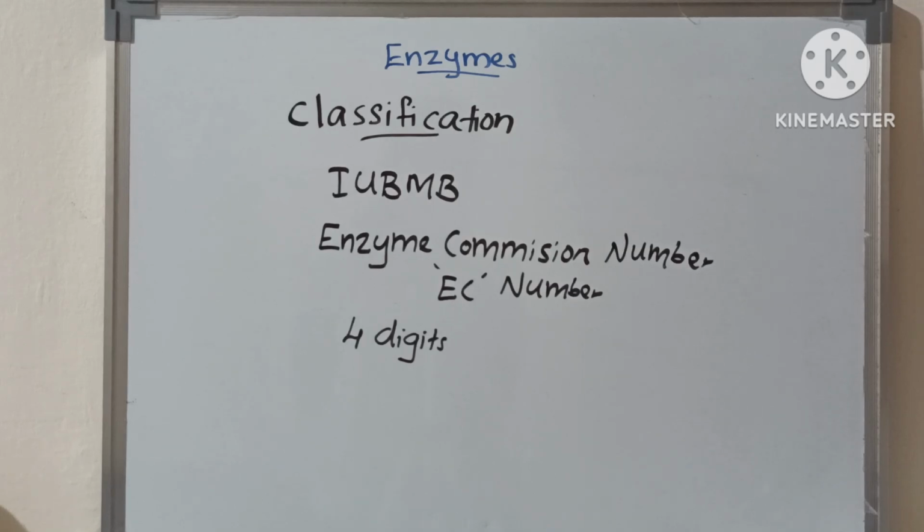Coming to the classification of enzymes, enzymes are classified by the International Union of Biochemistry and Molecular Biology, or IUBMB. As per this classification, each enzyme has a code number which is known as the Enzyme Commission number, or EC number. This Enzyme Commission number has 4 digits which are separated by full stops.